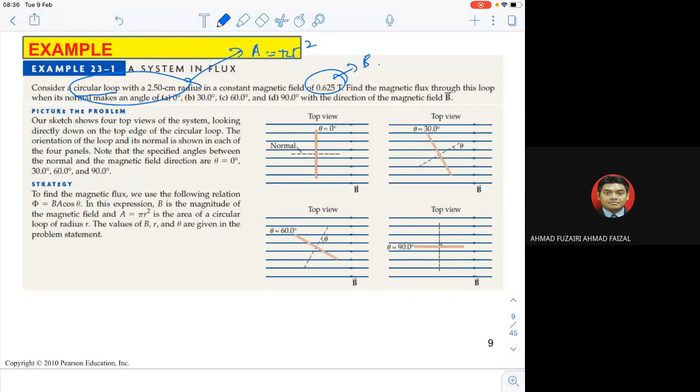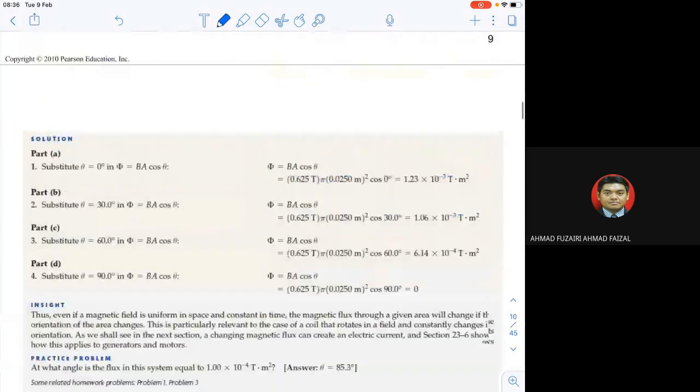Find the magnetic flux through this loop when its normal makes an angle of 0, 30, 60, and 90 with the directions of the magnetic fields. So like this. This is theta equals 0, this is theta equals 30, this is theta equals 60, and this one theta equals 90. So you need to do it on your own because it's simple.